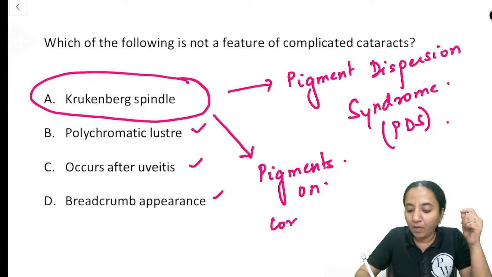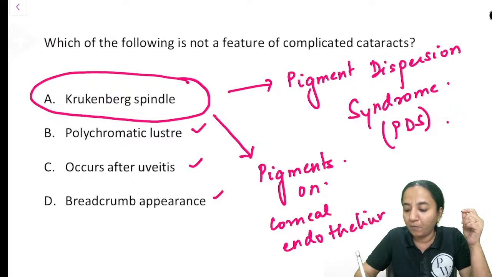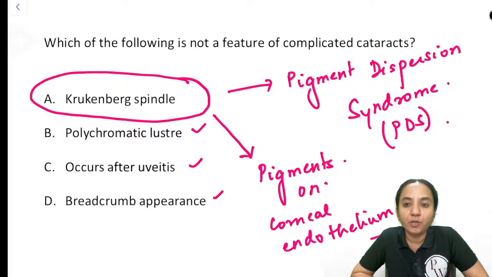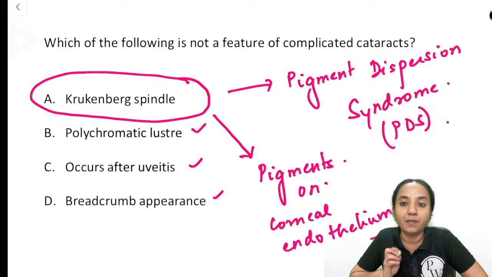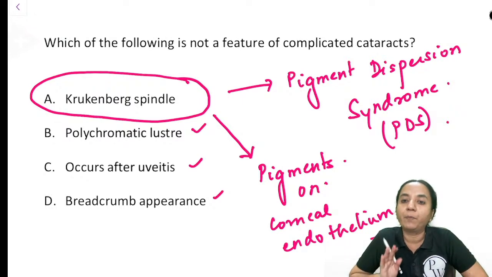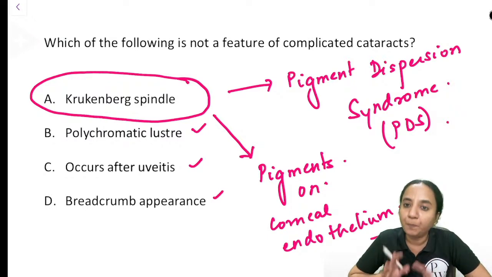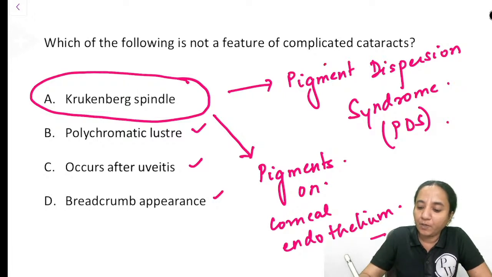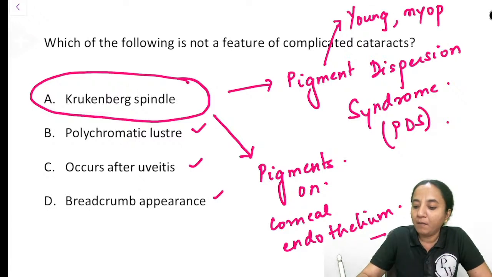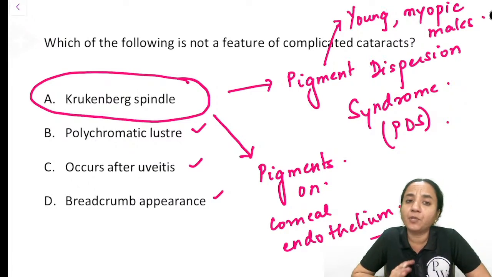So pigments on the corneal endothelium, the iris pigments on the corneal endothelium, that's called Krukenberg spindle, and it's a part of pigment dispersion syndrome. And where else do these pigments get deposited? I think all of you know they can also get deposited in the trabecular meshwork, giving rise to pigmentary glaucoma. So pigmentary glaucoma and Krukenberg spindle are both part of PDS, pigment dispersion syndrome, which is classically described in young males who are myopes. So it's a young myopic male patient where you get to see it. Okay, so it's not a feature of complication.